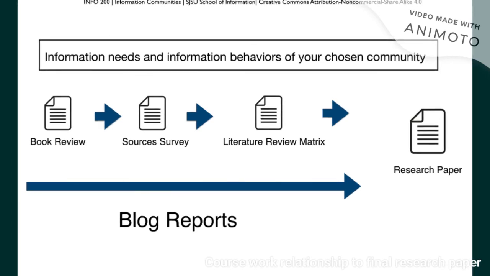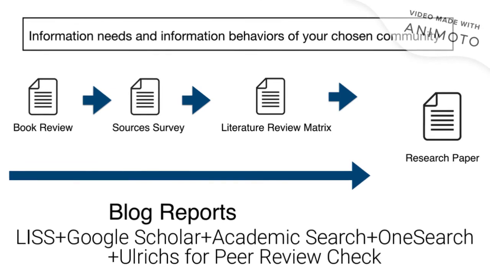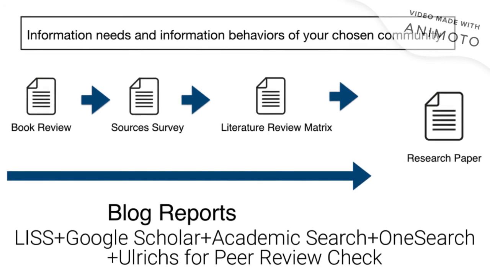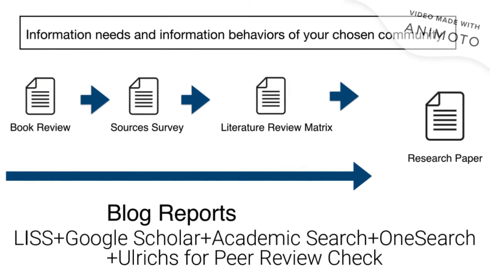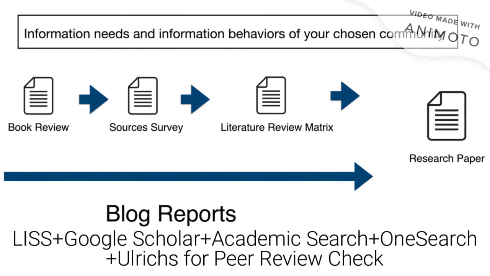Again, make sure you use the LISS database. That's the biggest database for library information science. I want you to use Google, Google Scholar, Academic Search Database, OneSearch Database, and Ulrichs, which is online at the King Library for peer review checking. Ulrichs is a periodical directory, and you enter in the journal that you're trying to use and find out if it is peer reviewed.